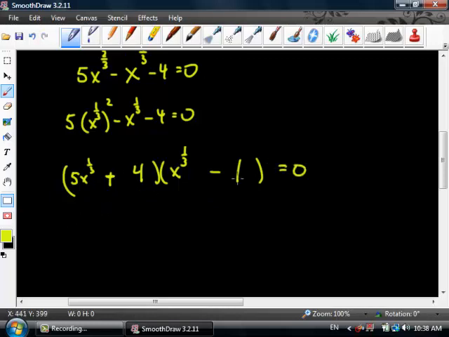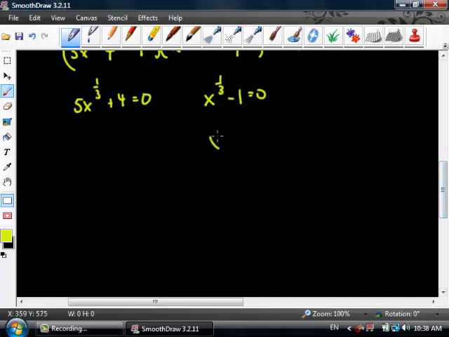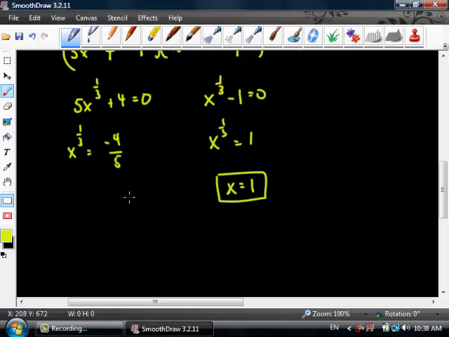Don't forget the whole thing equals 0. So 5x to the 1/3 plus 4 equals 0, and x to the 1/3 minus 1 equals 0. Let's do the easy side first. That's x to the 1/3 equals 1, so x equals 1. This side, I'm going to do the algebra kind of fast. I'm going to get x to the 1/3 equals -4 over 5.